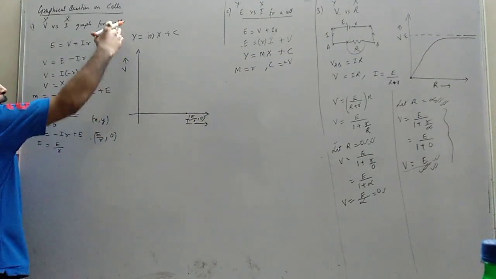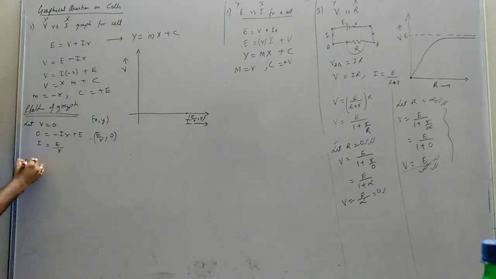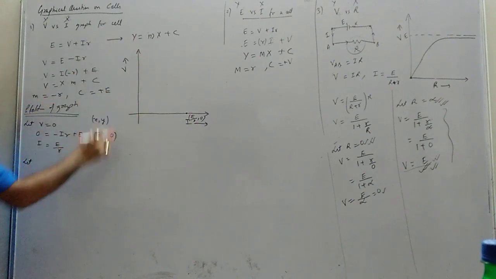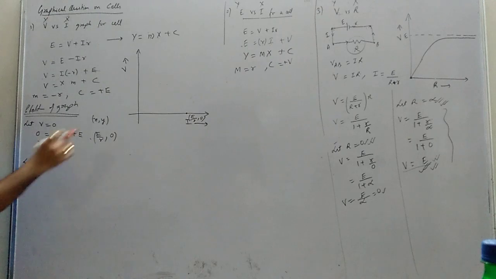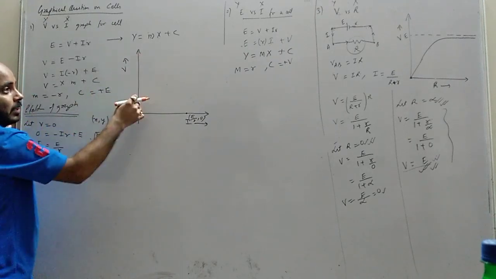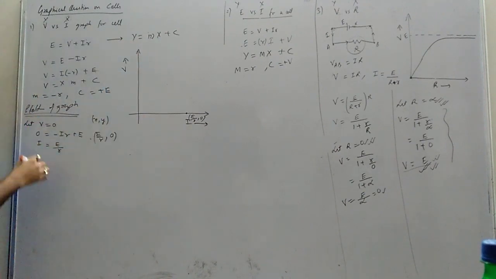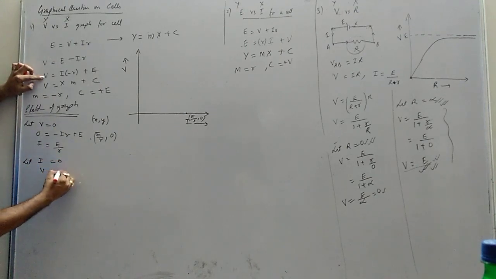Now you find one point on the y-axis. What will you do? On the y-axis, the x-coordinate is 0. Here the points look like 0, something, 0, something. So make the x-coordinate 0. What is the x-coordinate? I is the x-coordinate. Make I 0 and substitute here. So V equals 0 plus E.